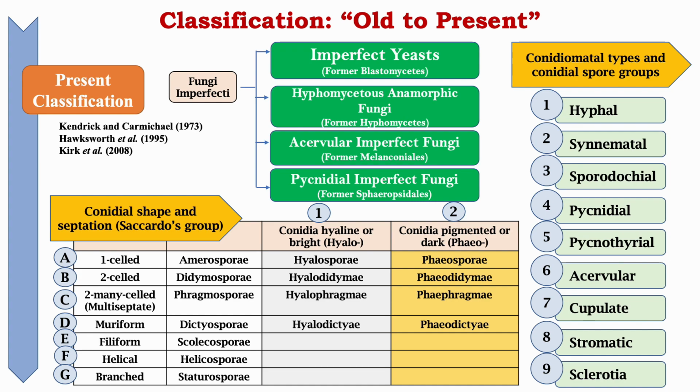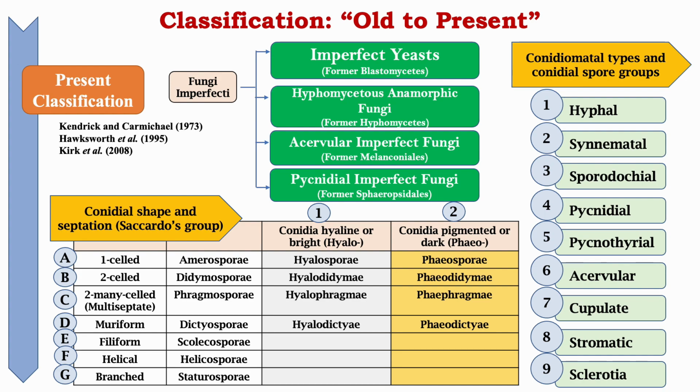There are different conidial shape and septation to classify the conidia according to the Saccardo classification, and Saccardo made different groups, and the groups were named as A, B, C, D, E, F, G. If you see this table, the organisms which are one-celled are known as Mitosporic. Already I have discussed in my earlier slide, but they were further grouped into 2 based on whether the conidia are hyaline or bright colored, or conidia were pigmented or dark colored.